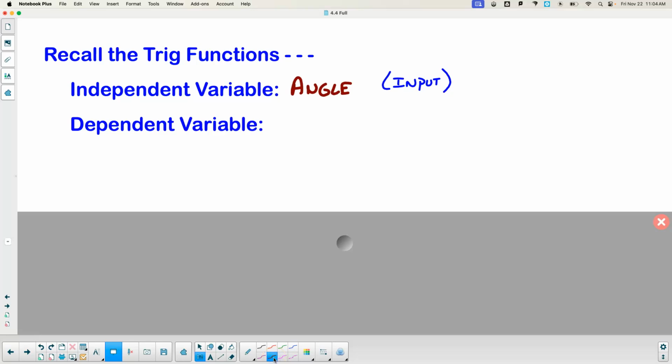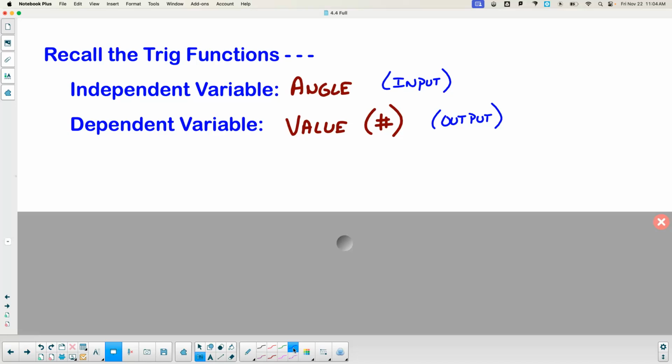What you get out is some value, some number. The sine of 30 degrees is 1/2. So 30 degrees is the angle that we put into it, and 1/2, the value, is what we get out of it.